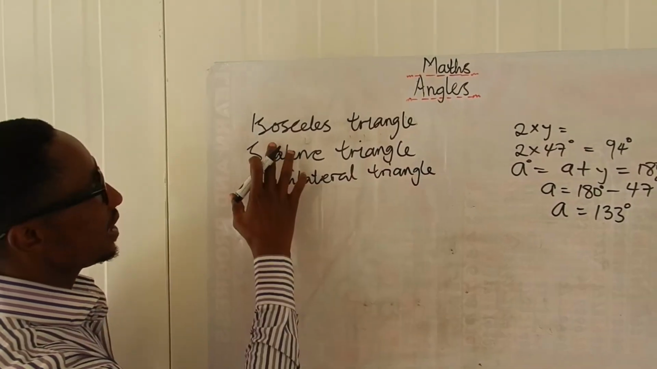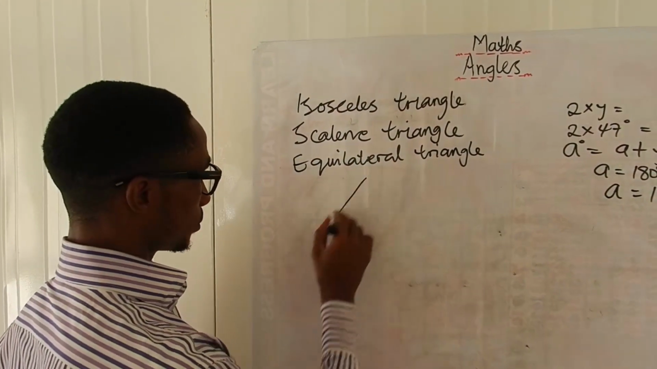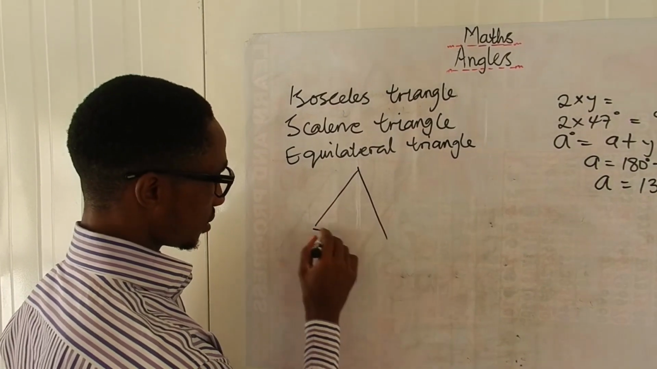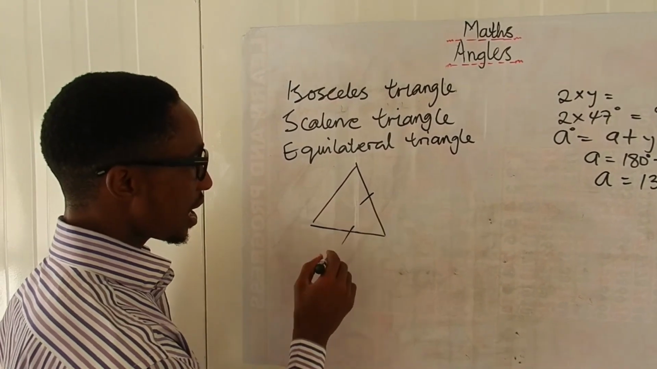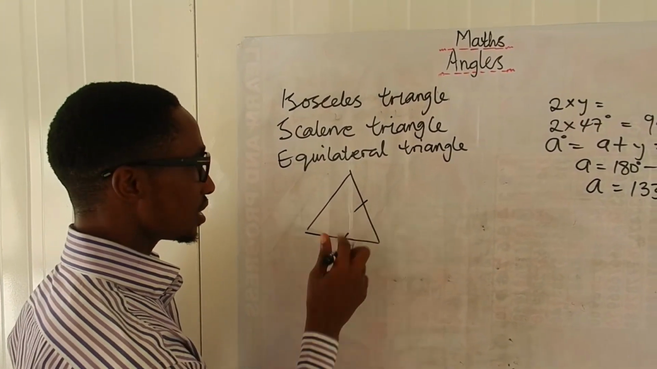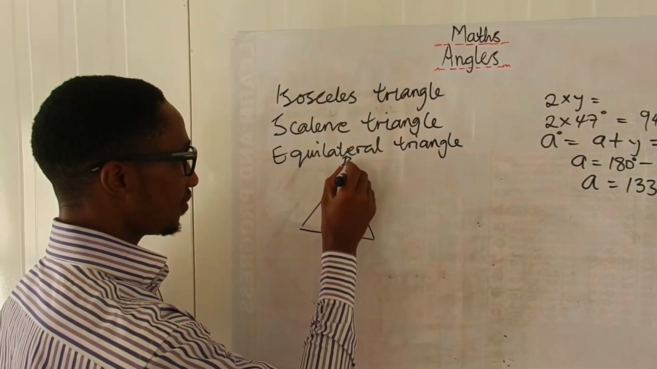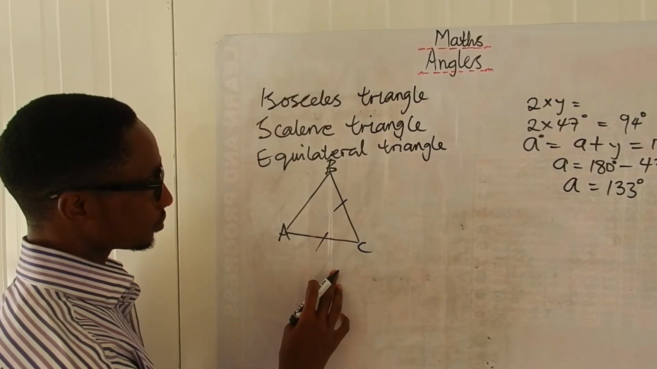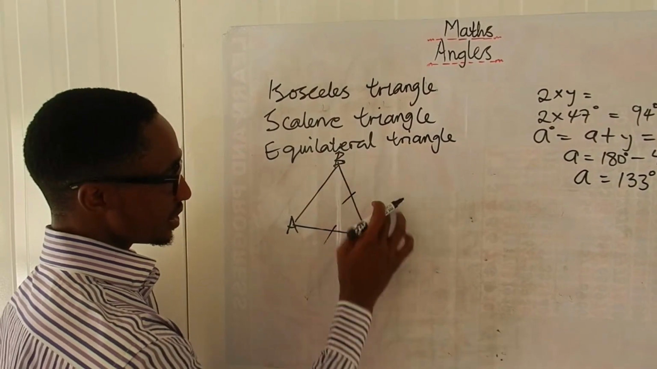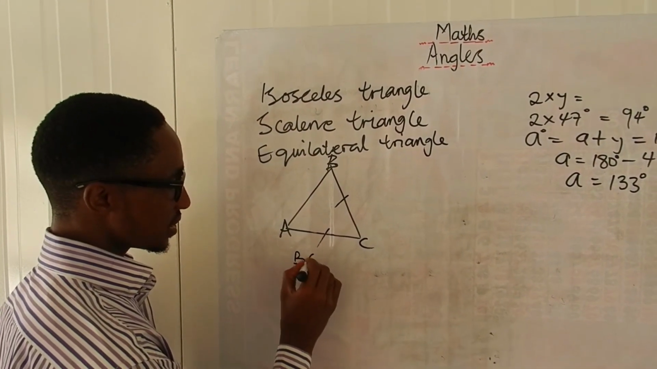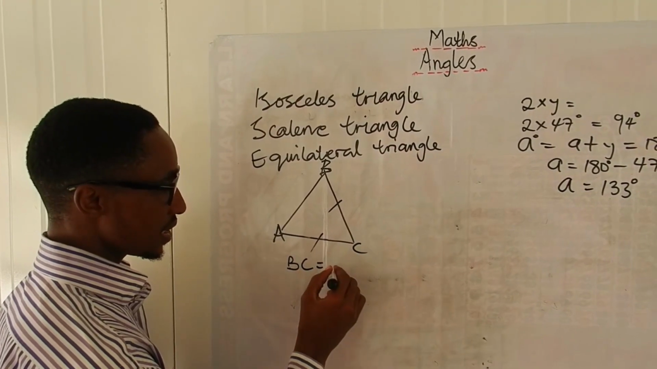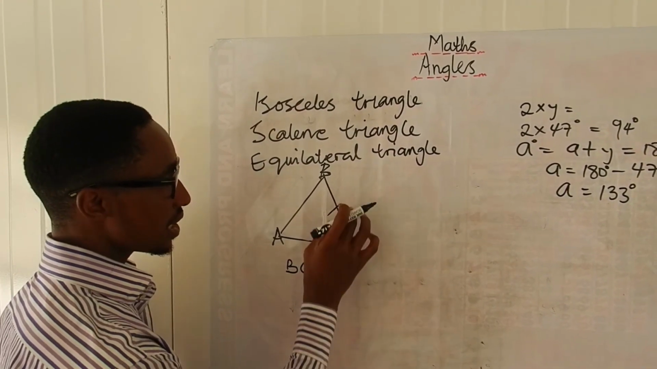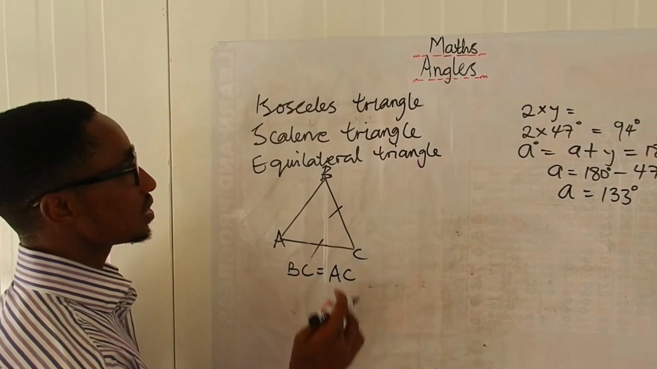Now, an isosceles triangle is a triangle like this, where two sides are equal. This side is equal to this side. If I call here A, I call here B, I call here C. Okay? So BC is equal to AC. This angle is equal to this angle.